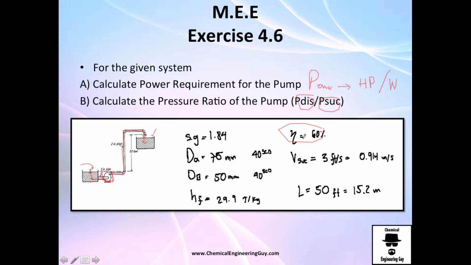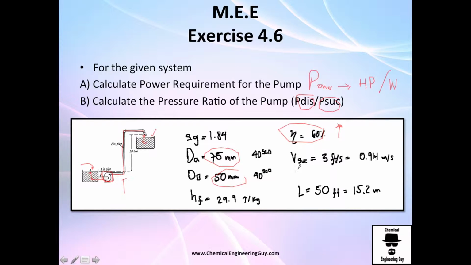The efficiency of the pump is 60%, which means we will need to expend a little bit more energy in the pump to get the energy requirement. They tell you the diameter of A is about 75 millimeters. The diameter of B is about 50 millimeters.